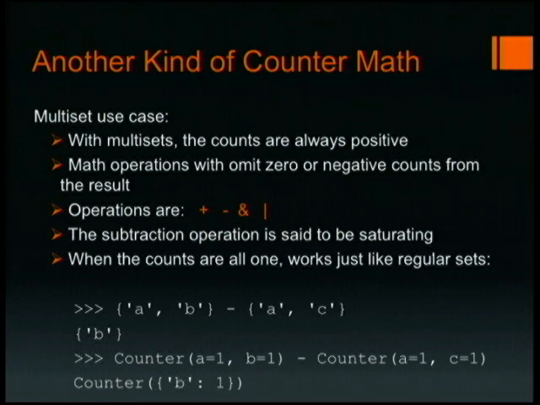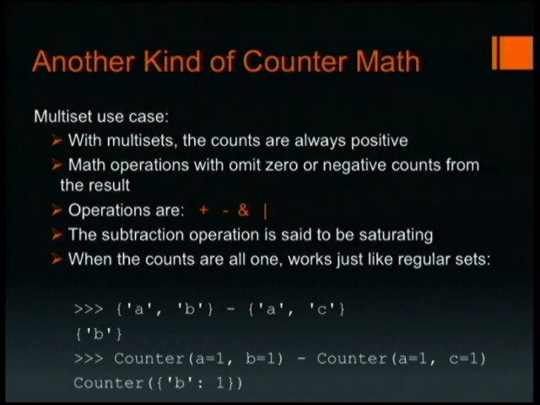Add does the obvious thing. Subtract is the interesting one. This subtraction operation is called saturating subtraction. It never subtracts below 0. So if you have one element in the set and you subtract 2 from it, rather than going negative, it takes it down to 0 and removes it from the set entirely. So that's saturating subtraction.